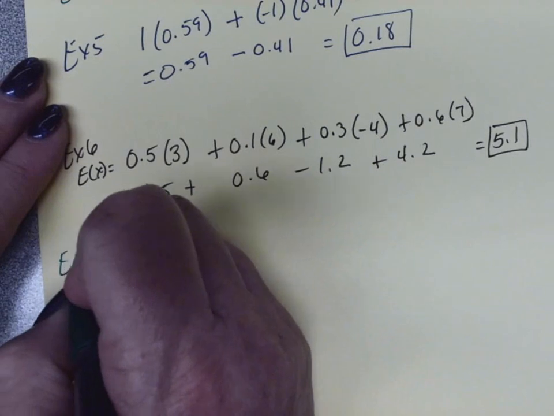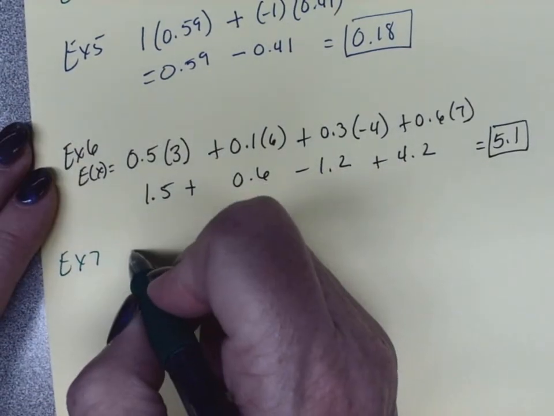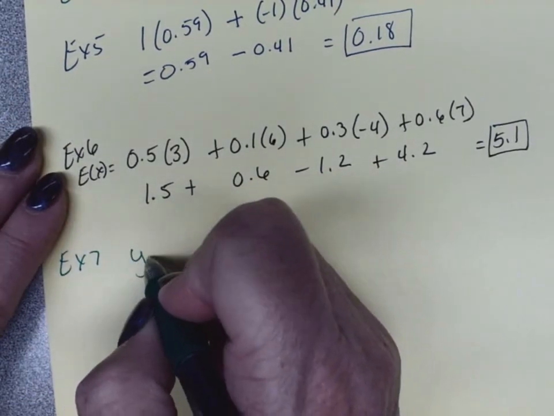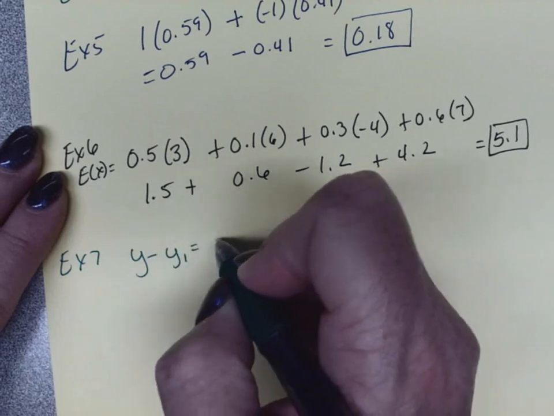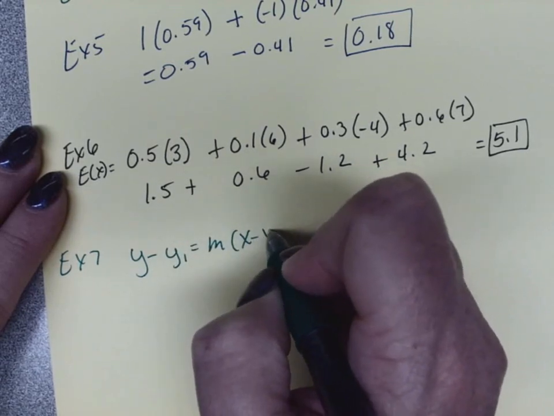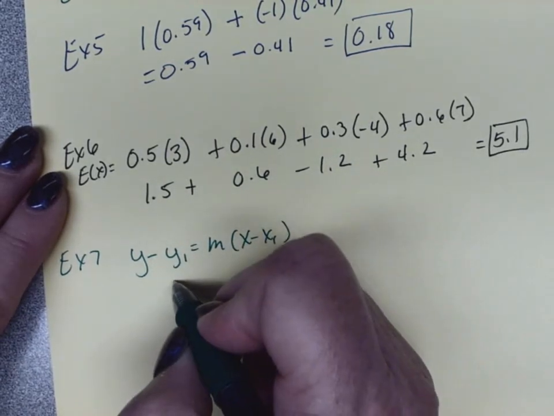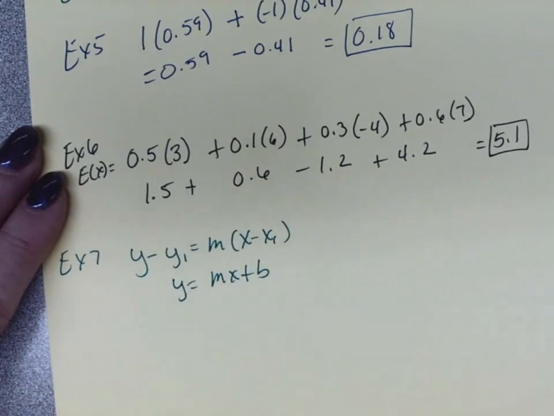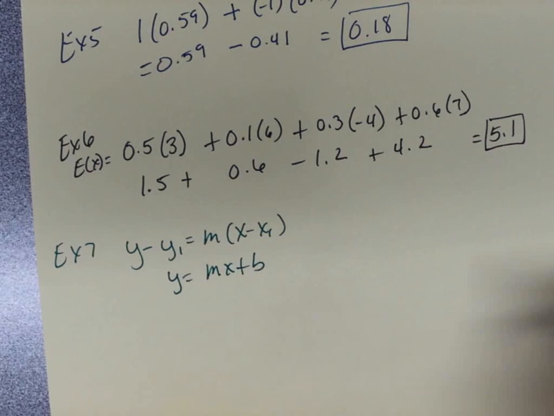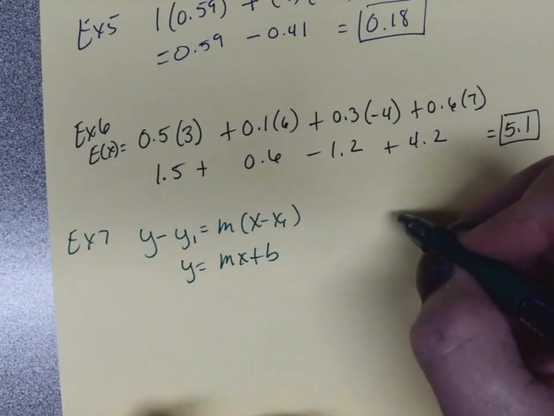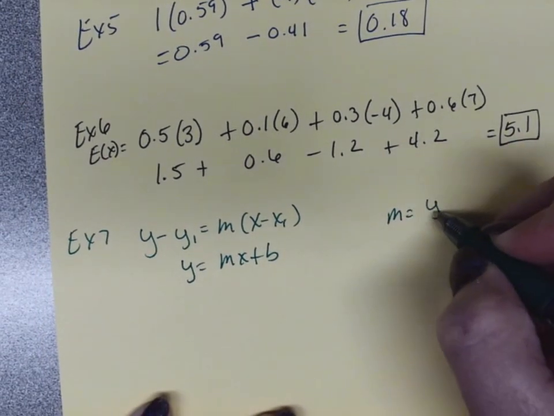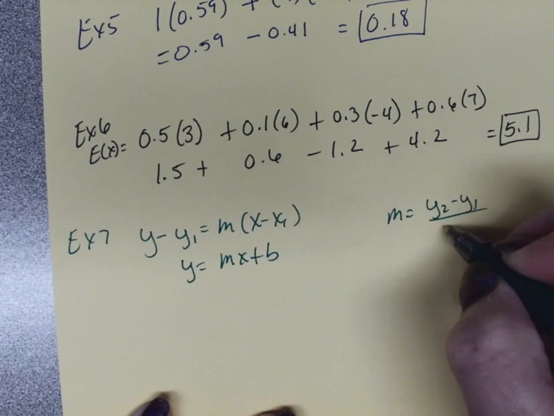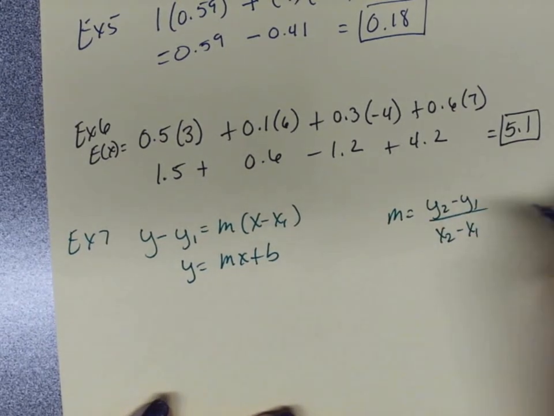So this will be example 7. If we're writing the equation of a line, we're going to have y minus y1 equals m times x minus x1. And then we reduce that down to y equals mx plus b. For the slope, the m, we have m is equal to y sub 2 minus y sub 1 over x sub 2 minus x sub 1.